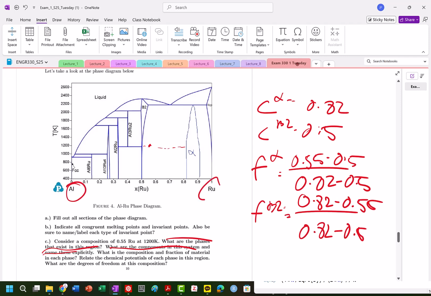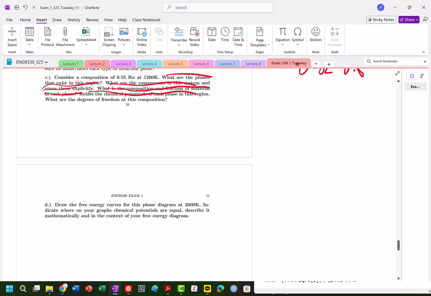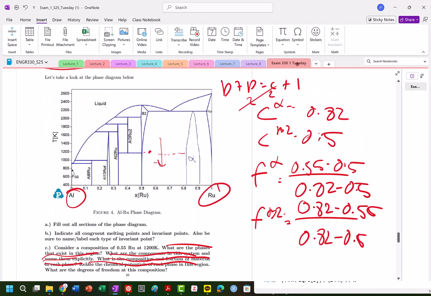Components are Al and Ru. Composition and fraction, we talked about the chemical potential. Degrees of freedom is D plus P equals C plus 1. Components are 2. Phases are 2. So degrees of freedom is 1. I can only change either temperature, going up and down, or composition to be in those two phases together. Excellent. And finally, free energy curves for 2000 K.